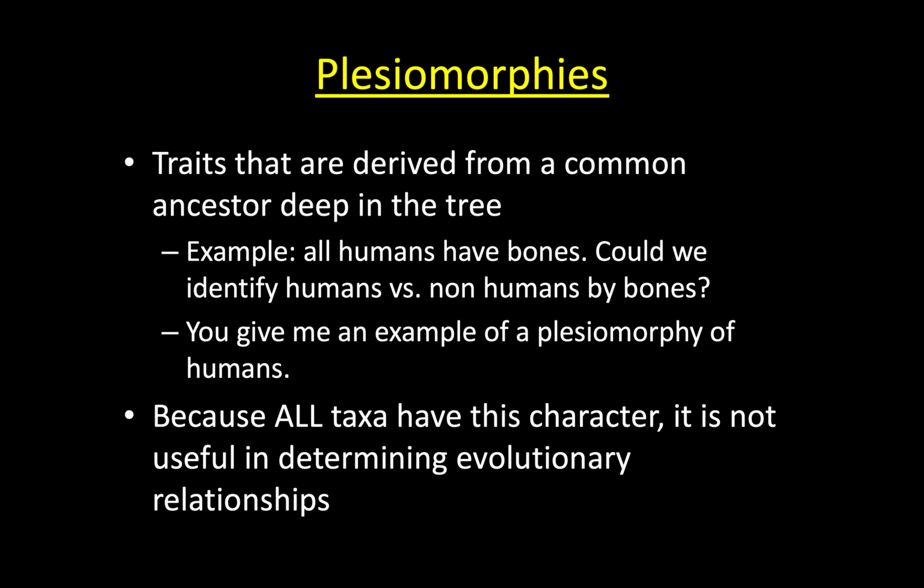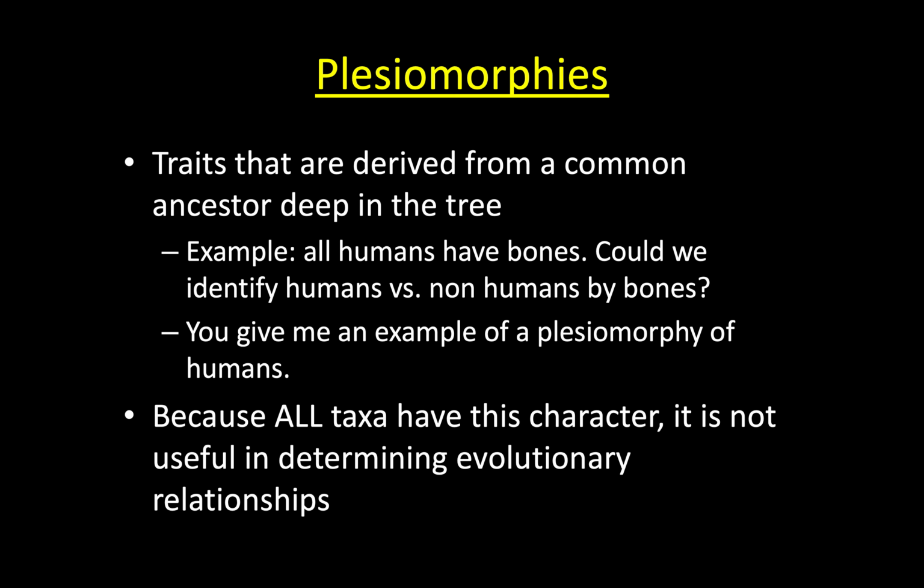So synapomorphies are traits that only certain animals have. This is in contrast to a plesiomorphy. These are traits that are derived from a long time ago. For example, humans have bones. If I told everybody in the class to separate themselves out by who had bones and who didn't, everybody would have bones. That's not going to be helpful, right?